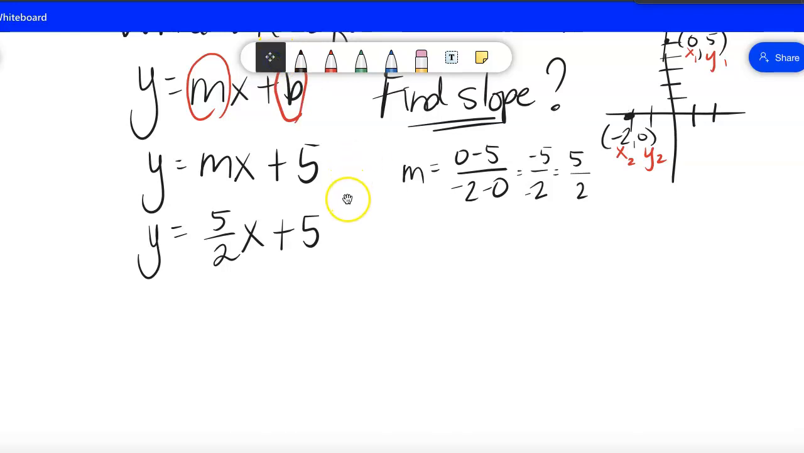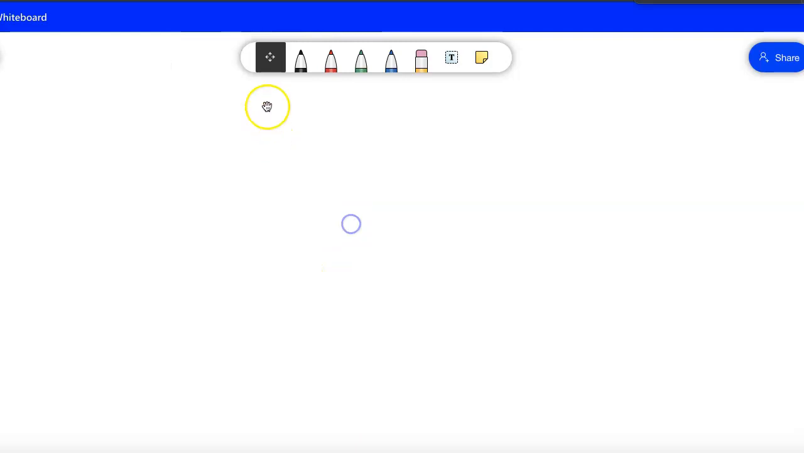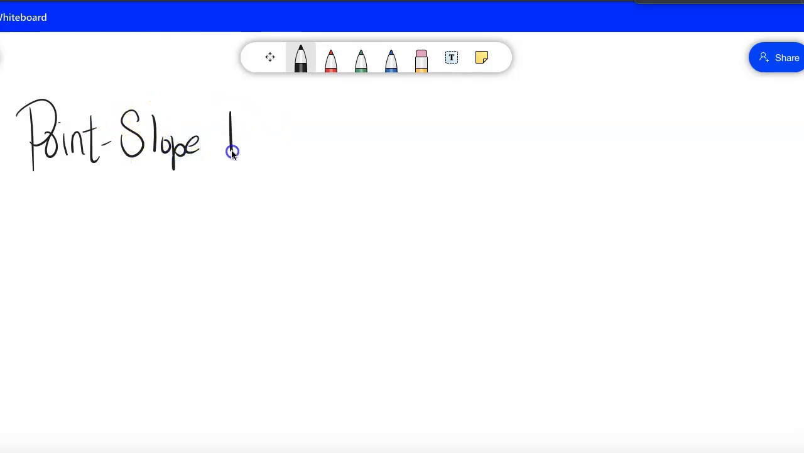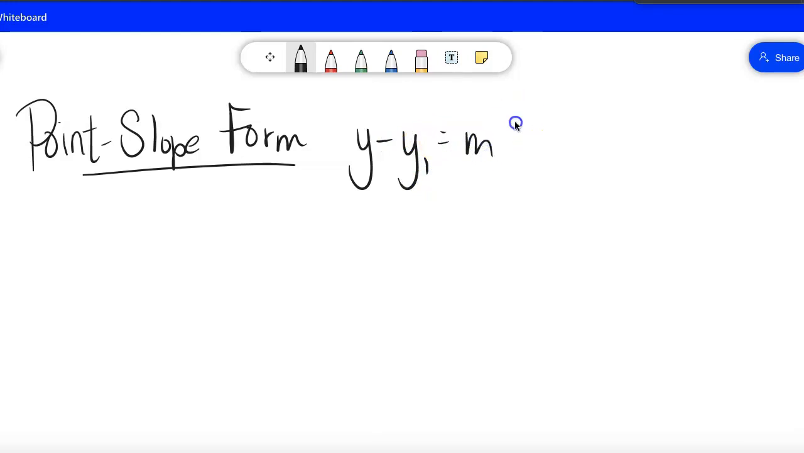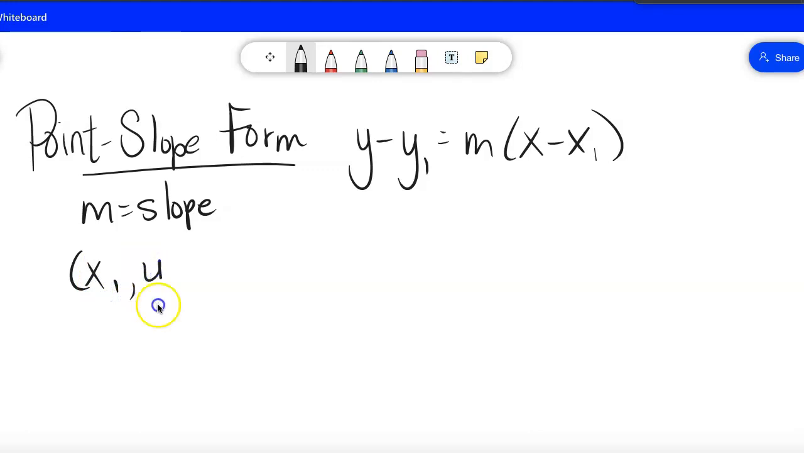Let's keep going. They also talked about parallel and perpendicular lines, and about point-slope form. Let's do that first. Hopefully you've already taken all the notes on this information. The point-slope form of a line is y minus y1 is equal to the slope times x minus x1. Again, m represents our slope, and that ordered pair x1, y1 is a point on the line.